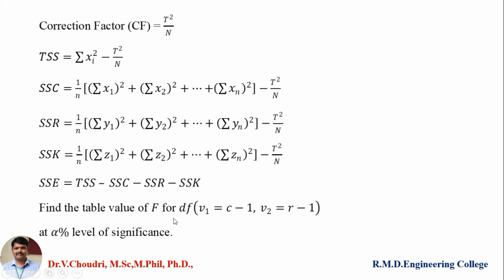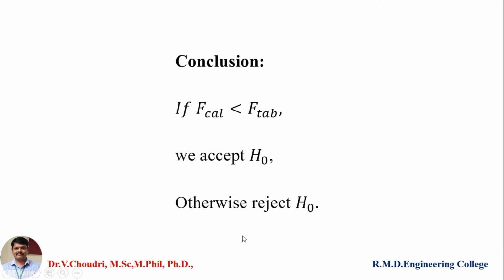And find the table value of F for degrees of freedom V1 equal to column minus 1, V2 equal to number of rows minus 1, for numerator and denominator. At the alpha percentage level of significance, if the alpha value is given, we take that value. Otherwise, we take the common 0.05, that is 5%. So what is the conclusion? If the calculated F value is less than the tabulated value, we accept H0. Otherwise, we reject H0.